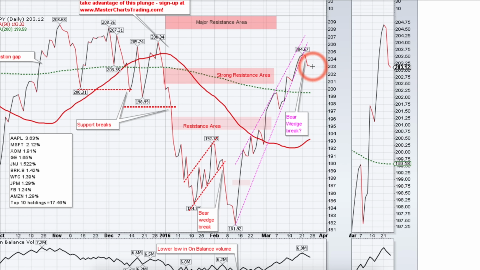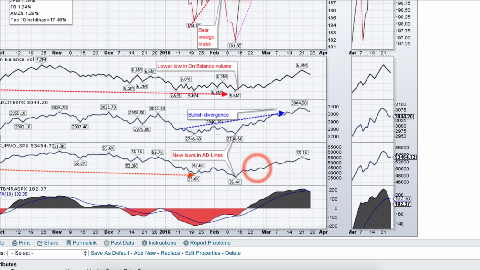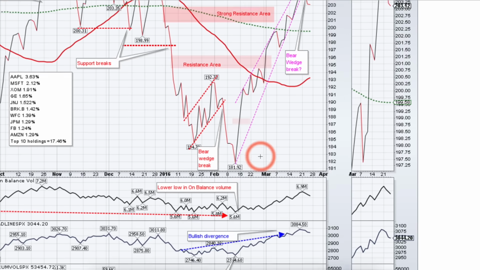So once again, this just highlights the difficulties of drawing various chart patterns, and that's the reason why chart patterns are really not my primary way of trading. Down below here, we didn't have improvement in the advance decline line, but the volume is still lacking on this bounce.